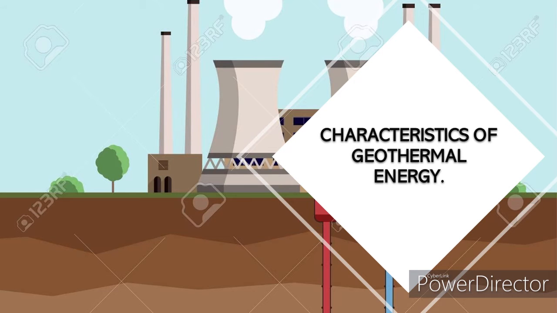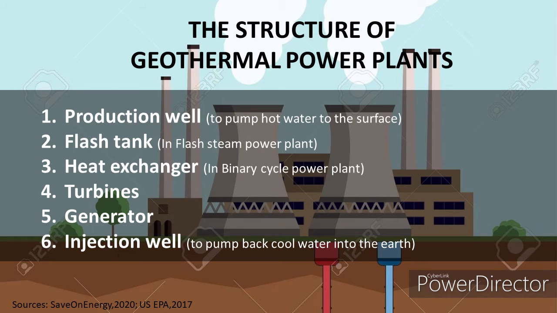Characteristics of geothermal energy in terms of structure and geothermal power plant and heat pump. Structure in geothermal power plants includes the production well. The production well is used to pump hot water or steam from the earth to the surface. Next, flash tank. The flash tank is used in a flash steam power plant and it has low temperature and pressure that cause the hot water to flash or vaporize into steam.